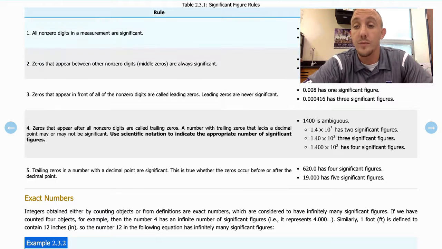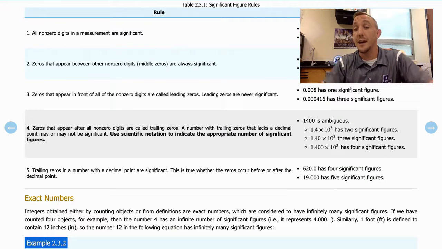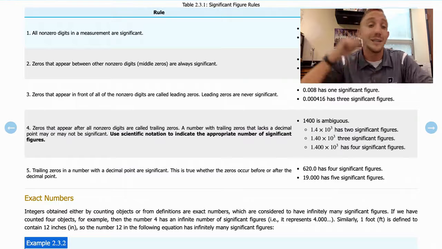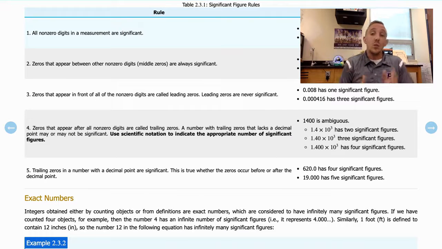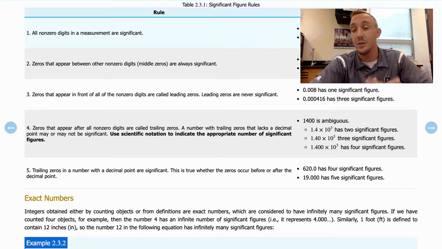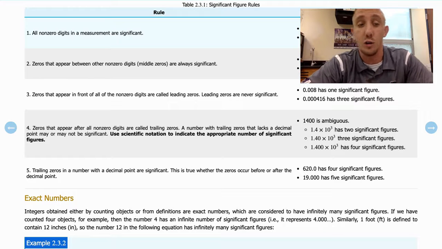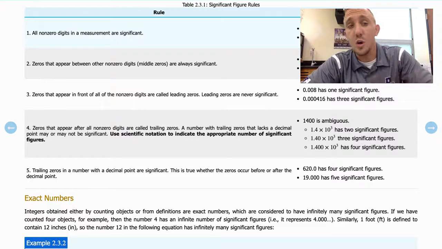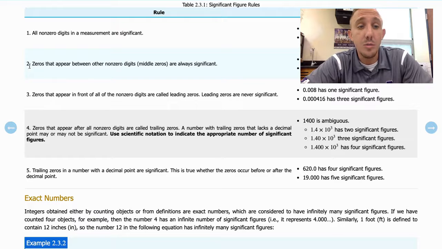Looking at the next one, 1.897. Notice they're all, again, not zeros. Therefore, all of them are significant. I have 4 numbers. Therefore, I have 4 significant figures. That rule is usually the easiest to follow. So I don't think we need to hang out and try to figure out that one much longer. What I want you to go ahead and do is look at number 2.